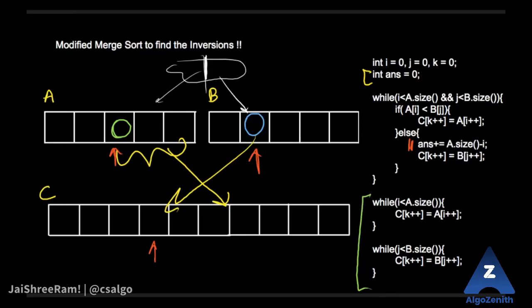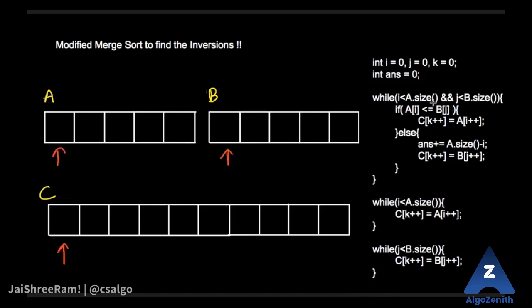Okay, so let's look at what needs to be changed. Just this equal to over here. This needs to be a of i less than or equal to b of j. Why? Let's say you are at this element and there is this 3, there is this 3. Had there not been this equal to, you would have taken this 3 from this to this, and then you would have incremented the answer for all these elements, right?